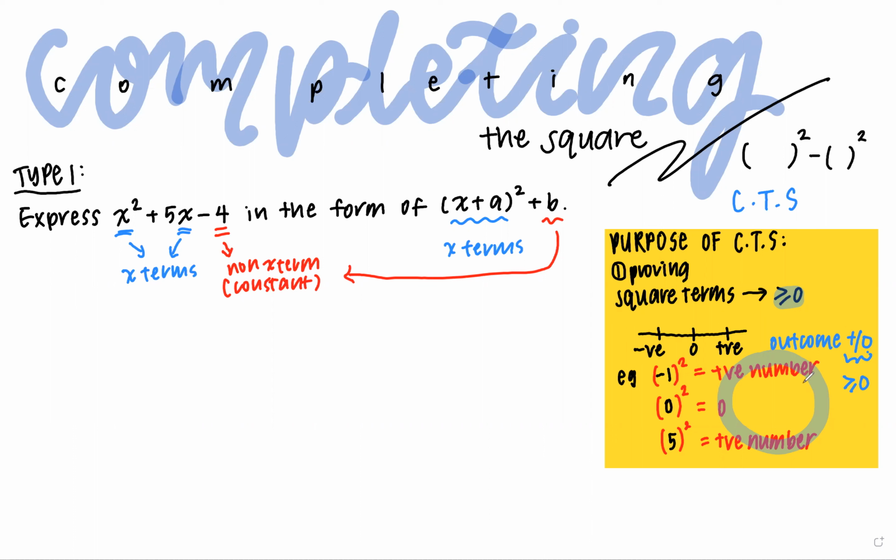And how do we write it? We write it like that. Look here guys, very important: any square term will always be greater than or equal to 0. Give you some time to copy. Okay, so the second purpose of completing the square is that it tells you the turning point.